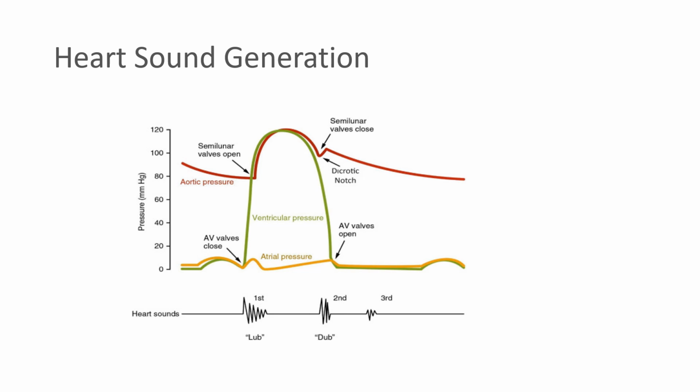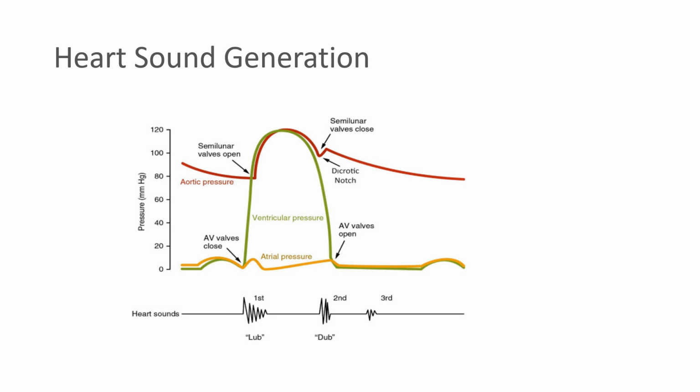When the AV valves are closed, you get the lub sound. When the AV valves are open, you get the dub sound. So this is the way you get the lub and dub sounds. And when the AV valve is open, the semilunar valve gets closed. When the AV valve is closed, the semilunar valve will get open. That is the thing.